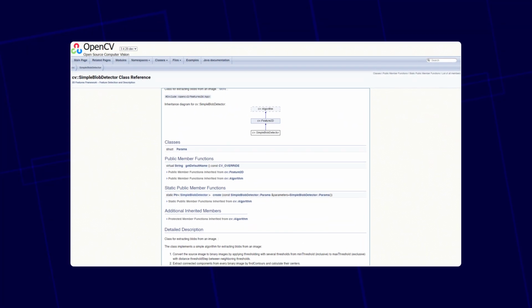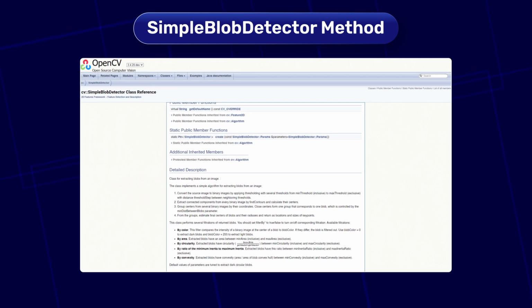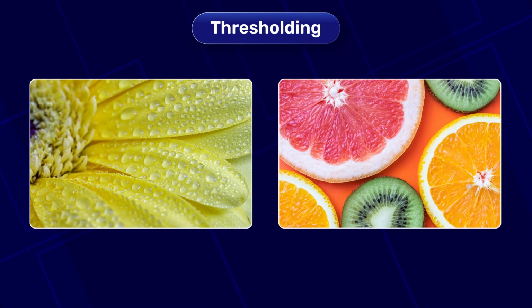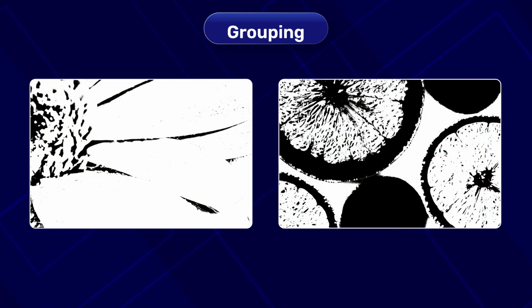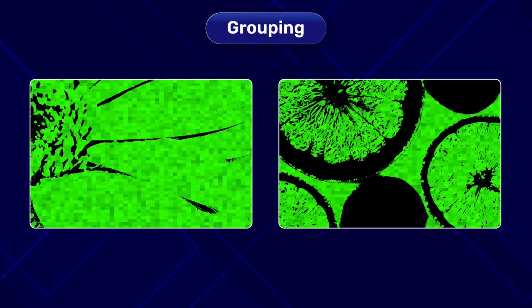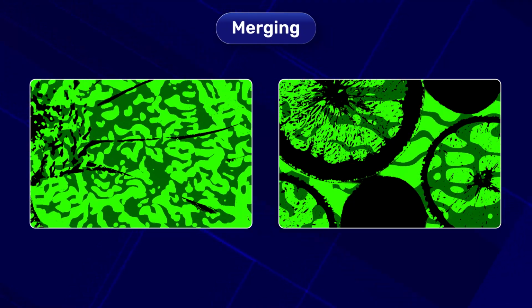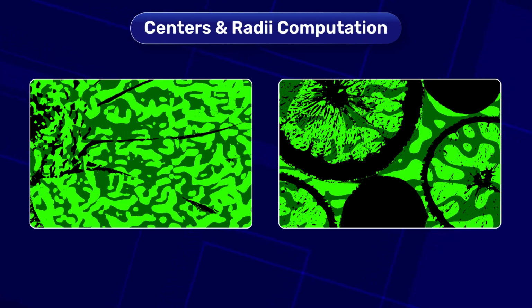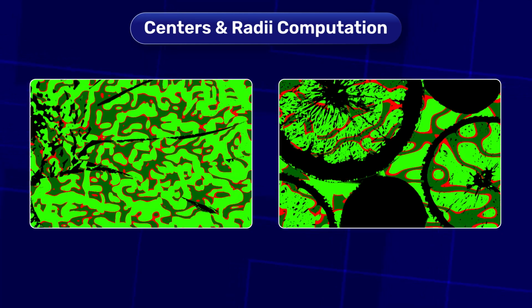Now let's discuss how blob detection works in OpenCV using the simple blob detector method. This process involves four main steps. Let's have a look at them one by one. Thresholding. In this case, the source image is converted into multiple binary images. Grouping. This involves the clustering of connected white pixels in these binary images. Merging. Once the grouping is done, the nearby blobs are combined. Centers and radii computation. Finally, the centers and the radii of these blobs are computed.